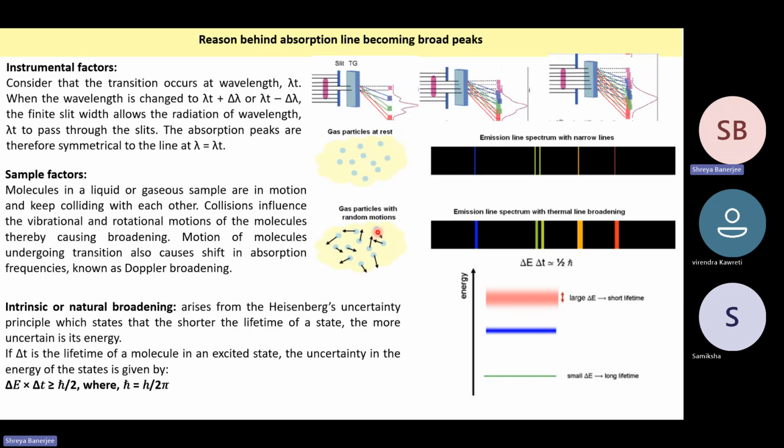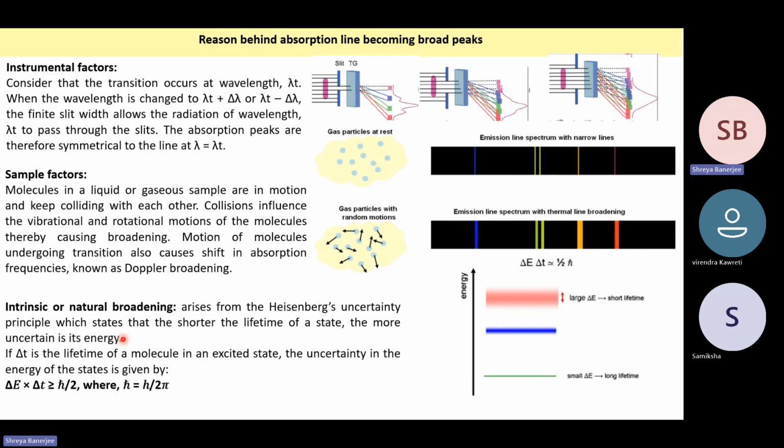And because of this, you can see in the perfect emission spectra, if we cool the gas down to very low temperatures such that we can assume the gas particles are at rest, the emission spectra has sharp lines. But as we increase the temperature, the gas particles are moving around randomly, they are colliding with each other, and that is affecting the vibrational and rotational motion of the molecule. In that case, there is a certain broadening that is observed, you can see, compared to the sharp lines, and this is due to this thermal motion. So this kind of broadening is due to the sample itself.